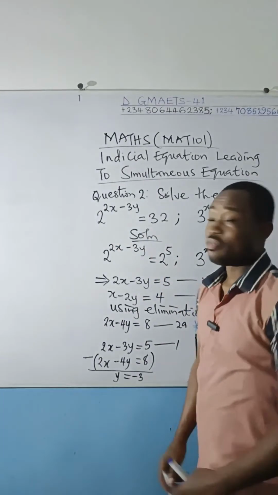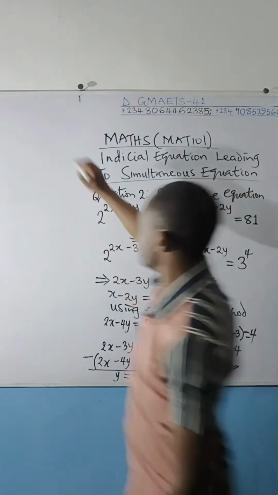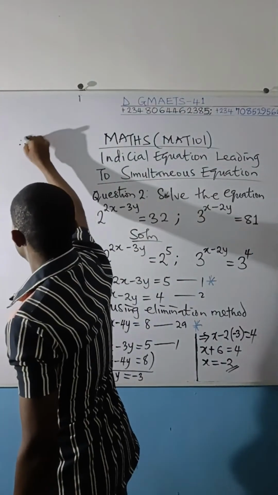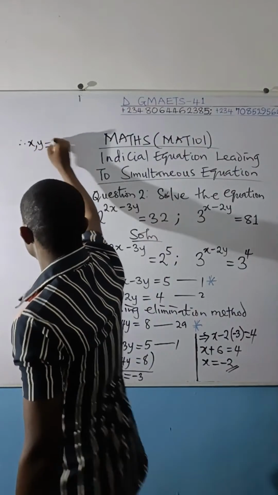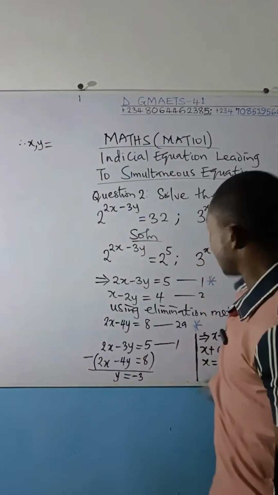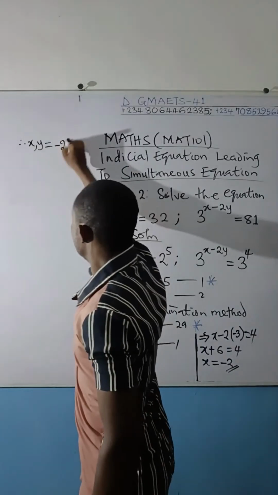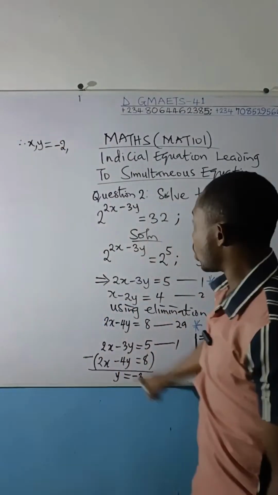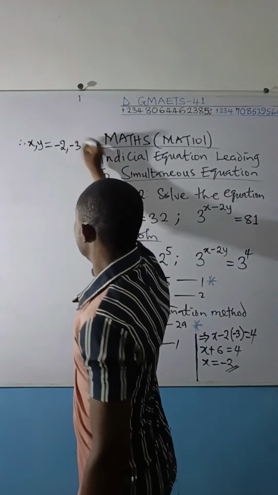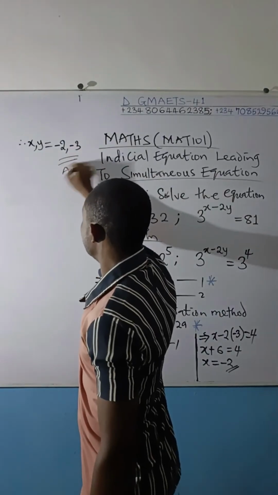Although you're not asked to verify whether your answer is correct or not anyway. So we conclude, therefore, the value of x, y is equal to, come over here, x is minus 2. And you look at this, y is minus 3. This is our answer.